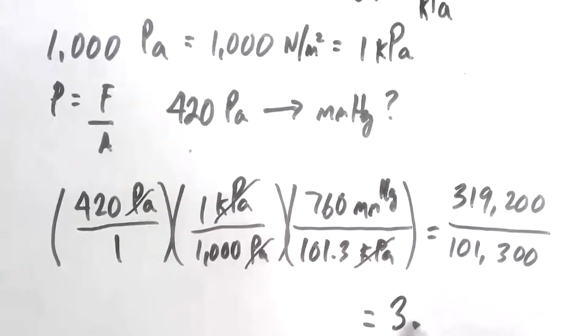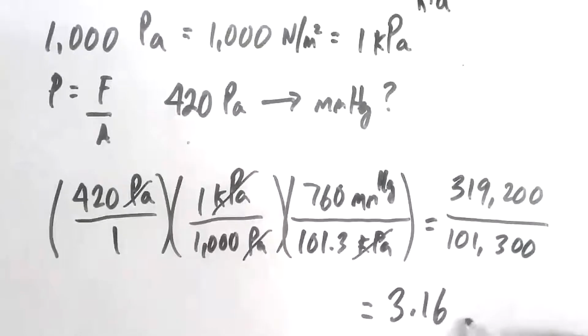So this reduces just to being 3.16 millimeters of mercury. Let's now look at a similar set of conversion factors for energy.